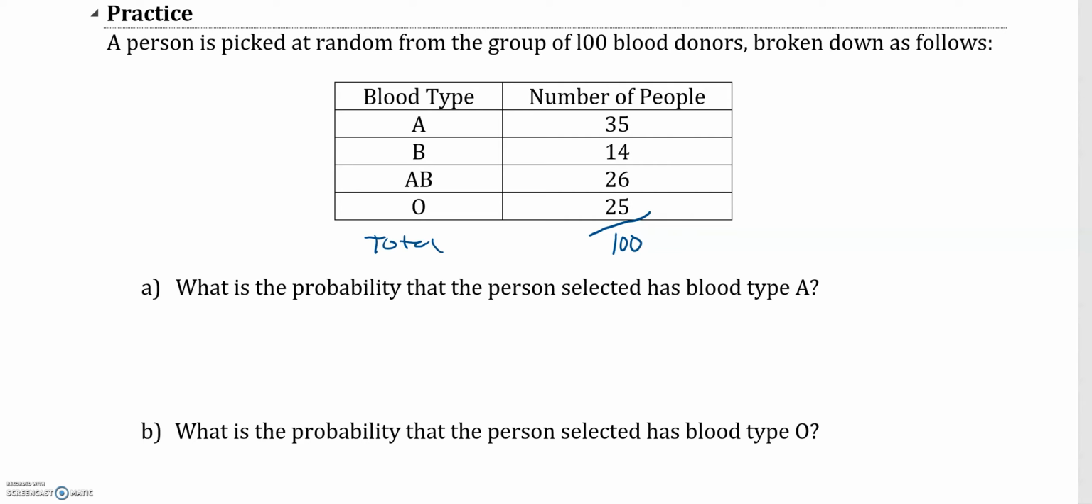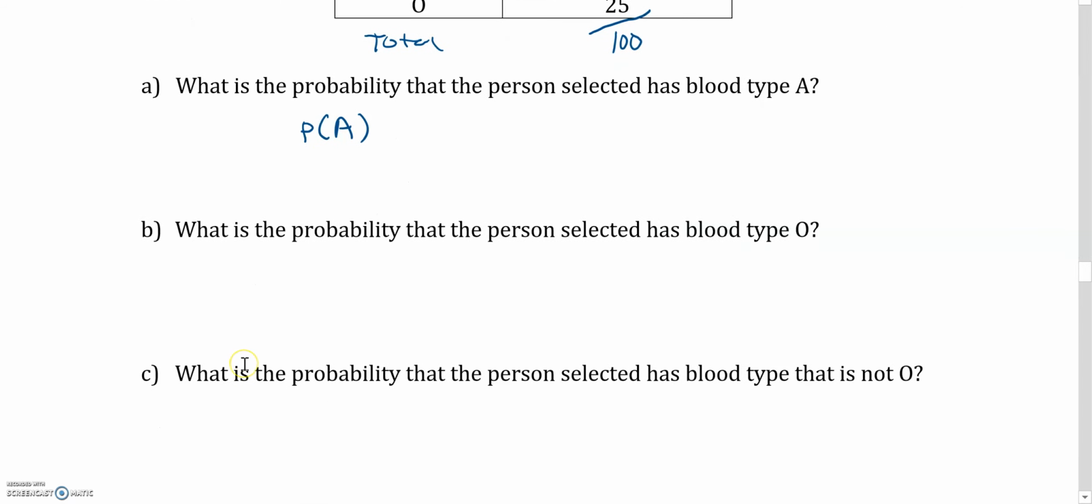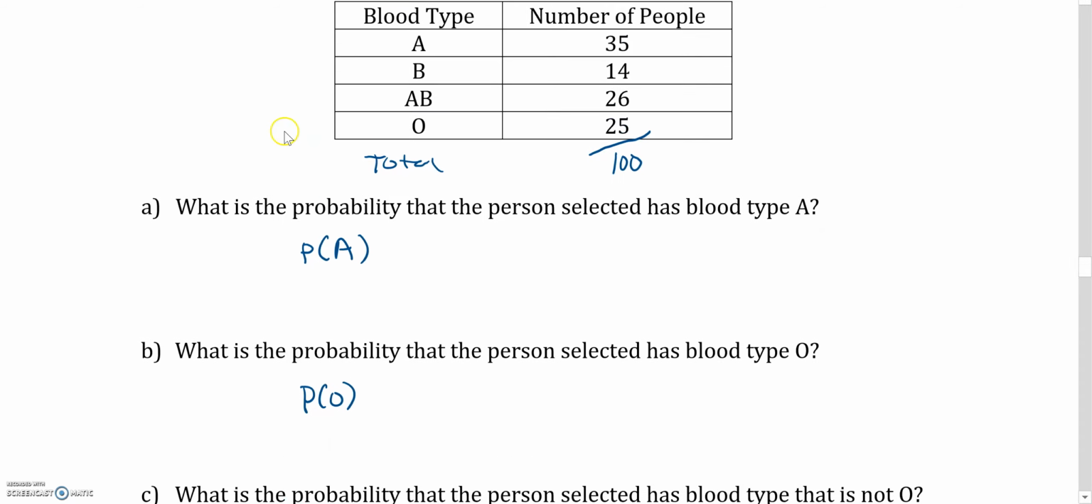as described above. What we want to do is calculate the probability that the person selected has type A and type O and not type O. So pause your video and calculate each of these probabilities and then check your solutions.